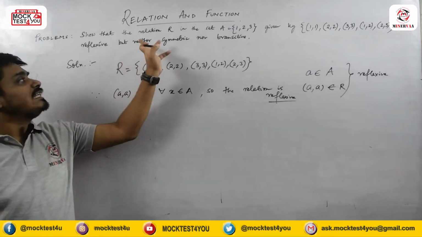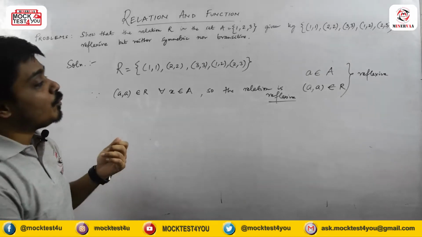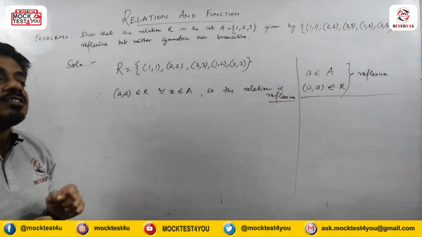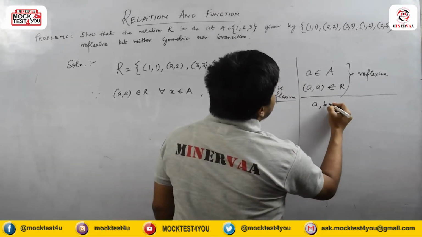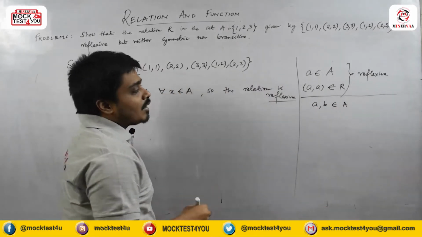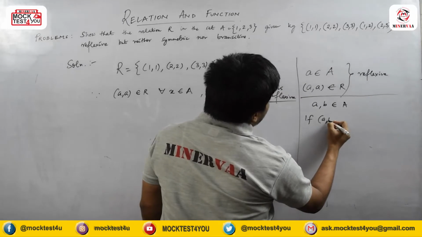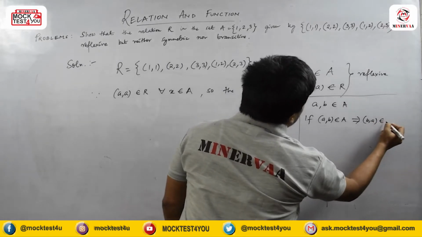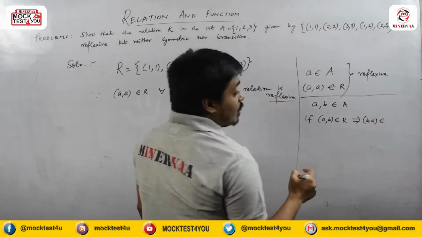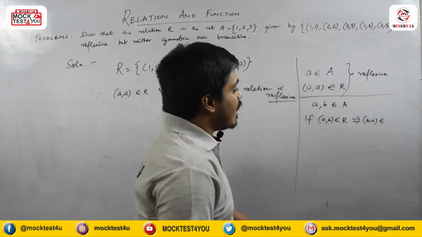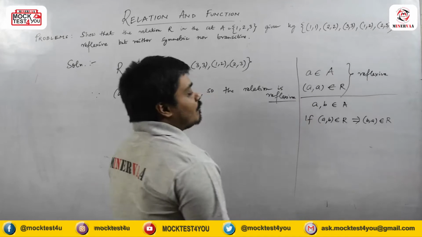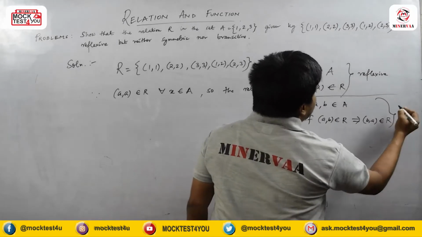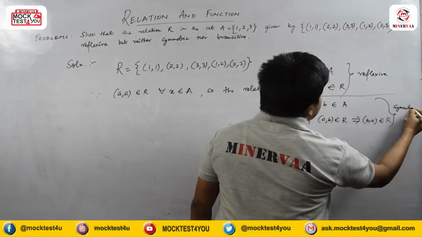Now the next thing, but neither symmetric nor transitive. In order to prove that the relation is not symmetric, I need to know the condition for symmetric. If a and b are two elements of the set A, and (a, b) element of R implies that (b, a) element of R, then we can say that the relation is symmetric.